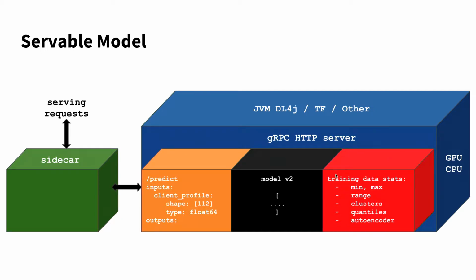The deployable and servable model has to be packaged with training data statistics, like min, max, range, and other statistical properties of the training data, and some more derivatives like quantiles and autoencoders that represent statistical snapshots of the multi-dimensional data sets. So it guarantees us an immutable deployment of our machine learning models, because the machine learning model is tightly connected to the data that it has been trained with.